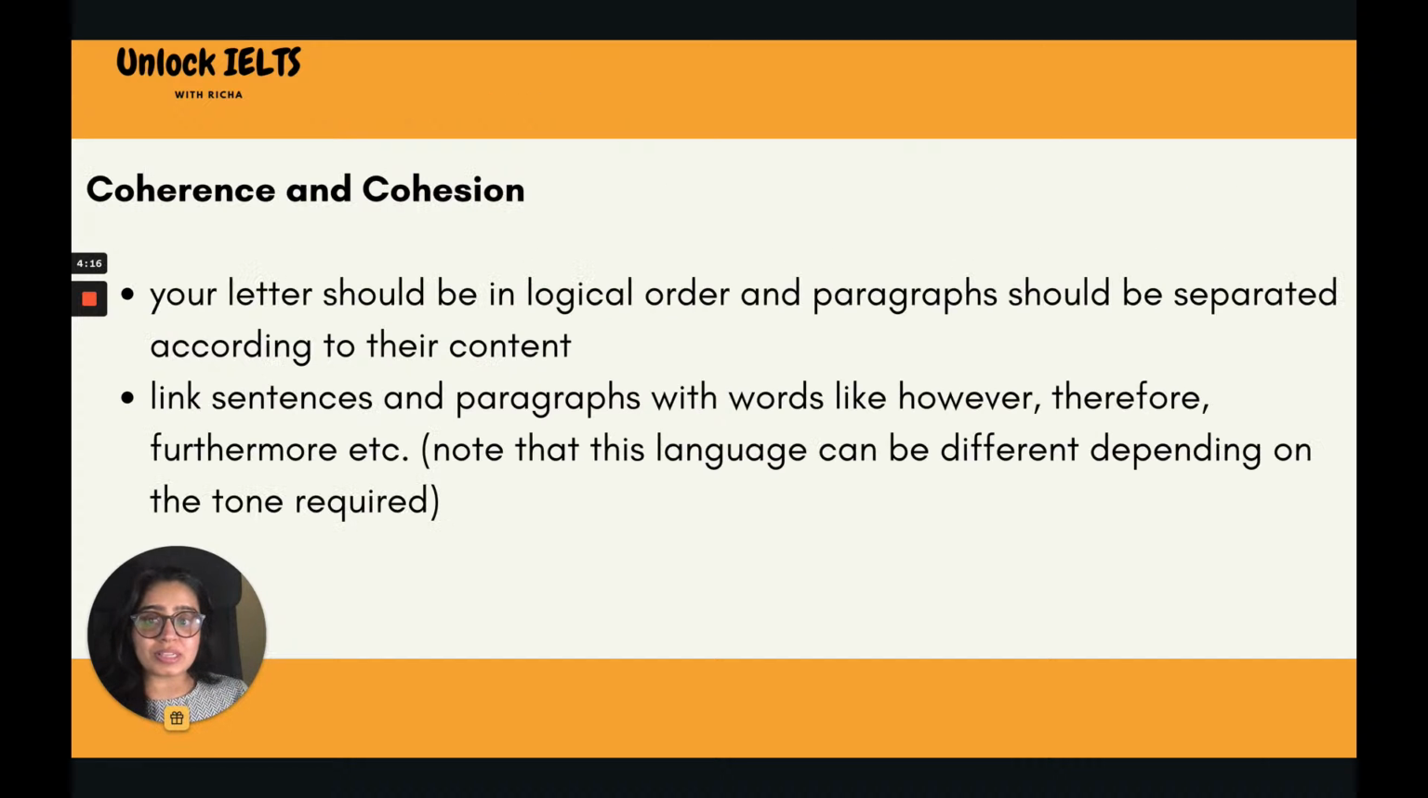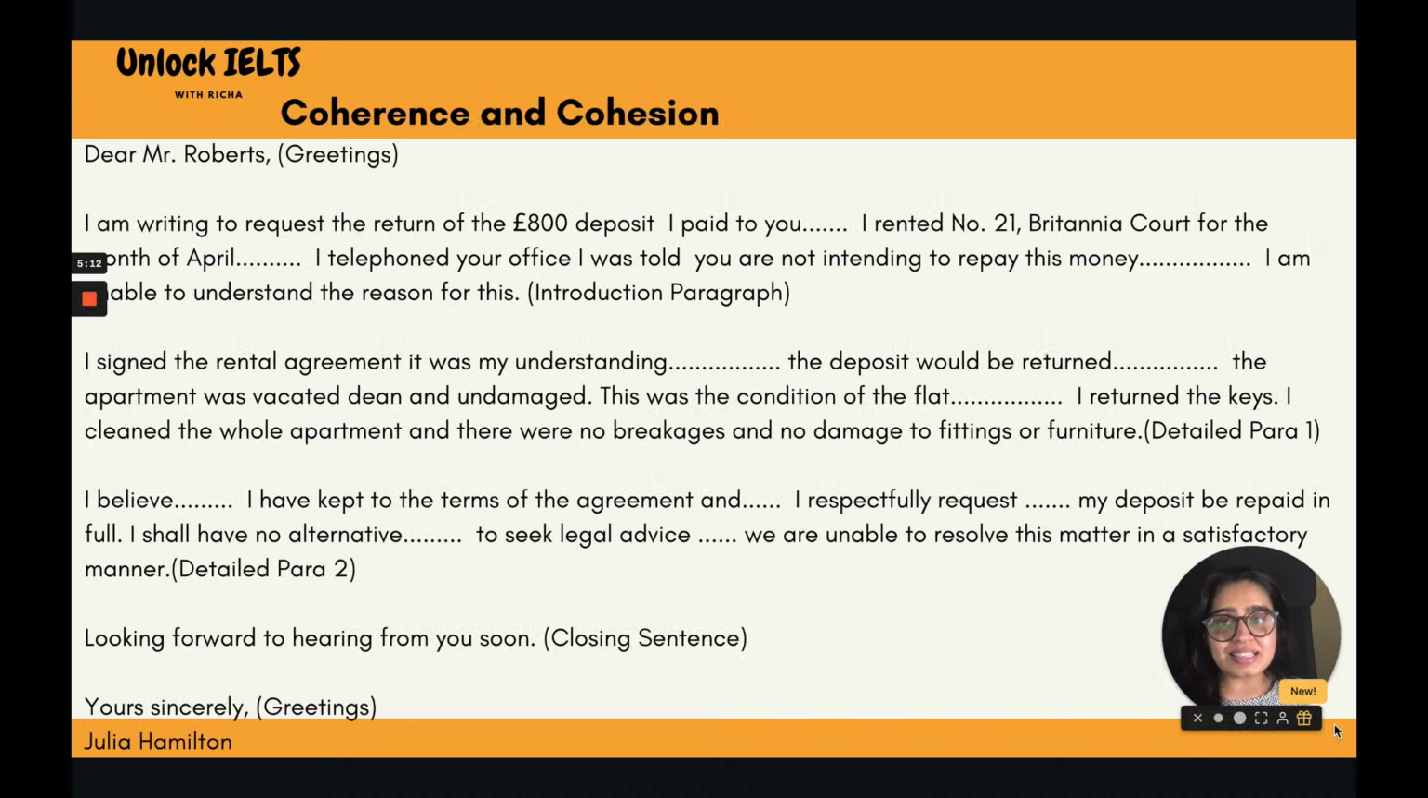Second is the coherence and cohesion, and it is all about that you follow a logical order and the paragraphs should be separated according to the content. That means you need to link the sentences as well as the paragraphs with words like however, therefore, moreover, also, furthermore, etc. You need to identify the right language according to the tone of the letter. Now let's understand the coherence and cohesion by taking the same example.